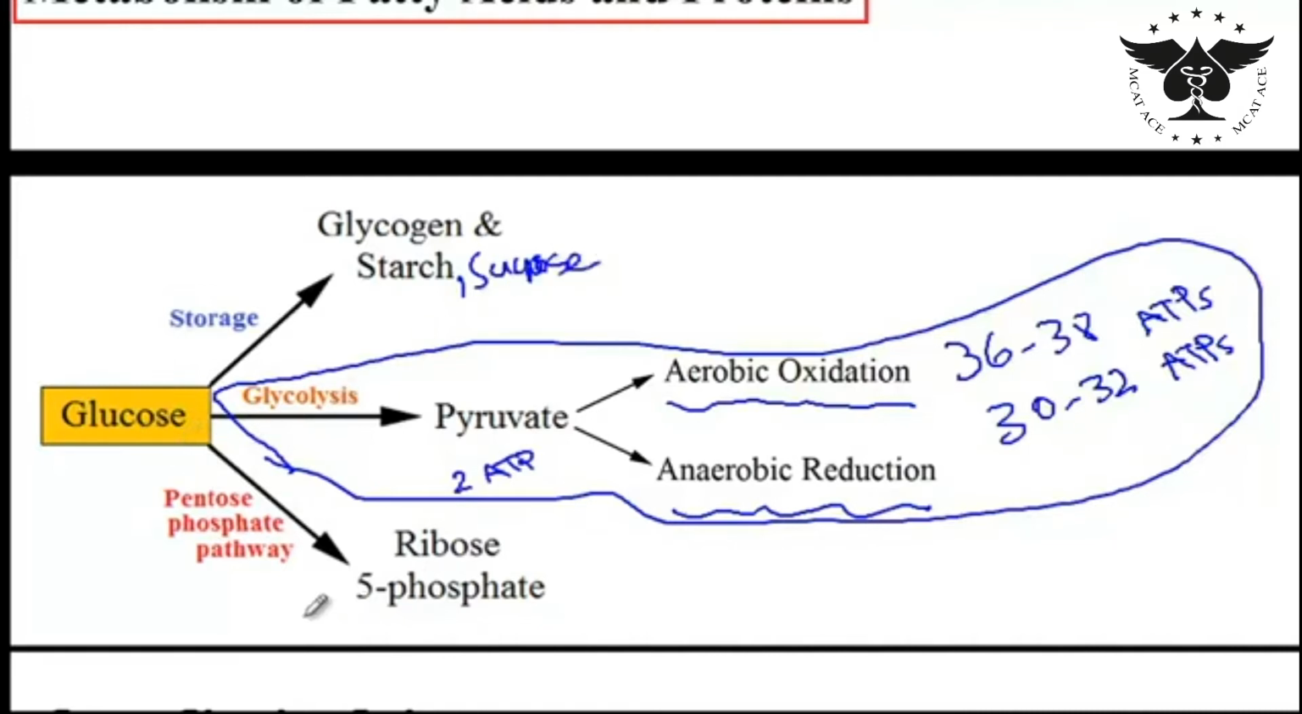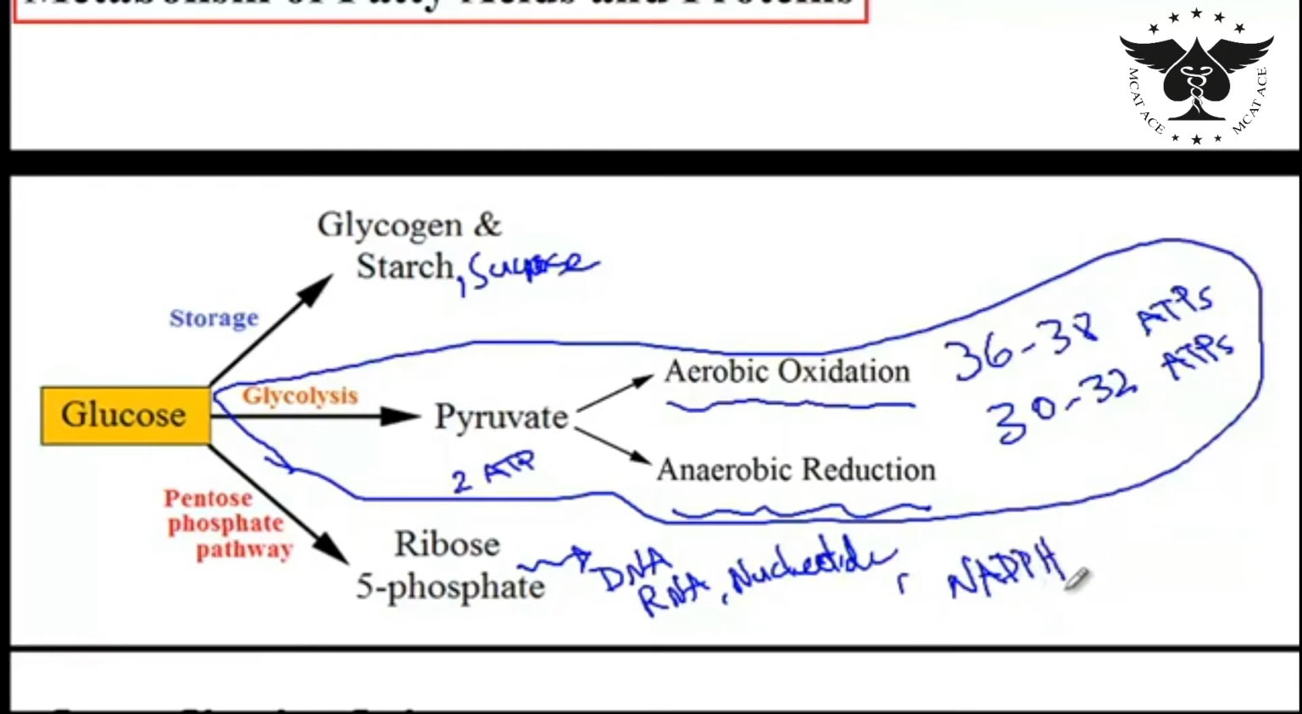or it can be used in other pathways like the pentose phosphate pathway for production of ribose 5-phosphate, which is required for DNA, RNA, and nucleotide synthesis. And this pathway also produces NADPH, which is required for synthesis of steroids, fatty acids, and the reduced form of glutathione, which is required for defense against oxidative stress.